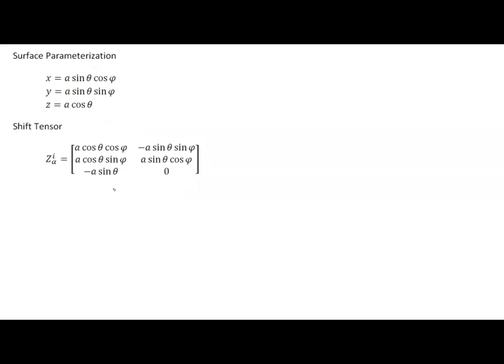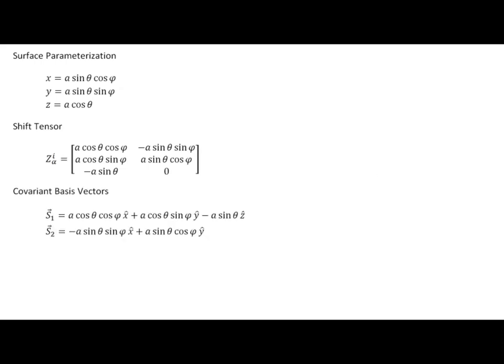Okay, now given the shift tensor, we can derive the covariant basis vectors just by using these as the components of the vector here, here, and here. And these items in the second column are the components of our second basis vector.